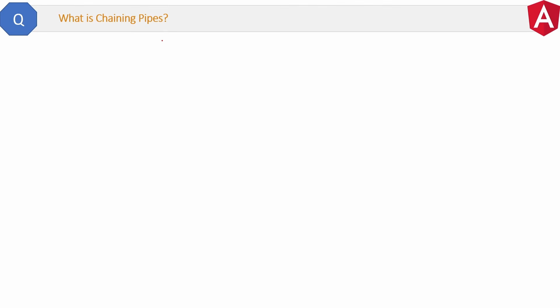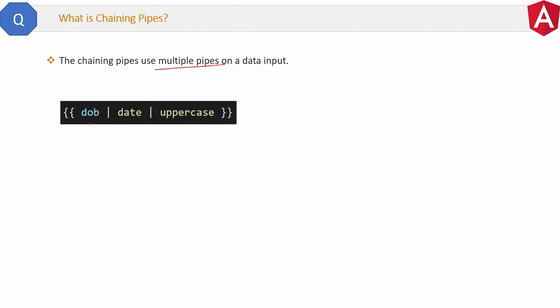What is chaining pipes? Chaining pipes means using multiple pipes on a data input. Like this. See, we have multiple pipes here. First, the date pipe converts date of birth to date format, and then the second uppercase pipe converts the date format to uppercase. Let me show you this in the code.